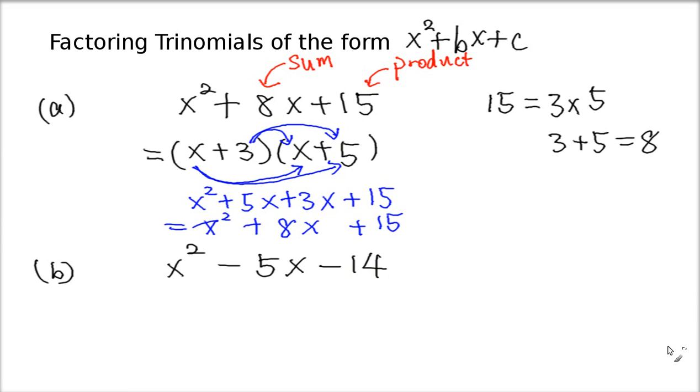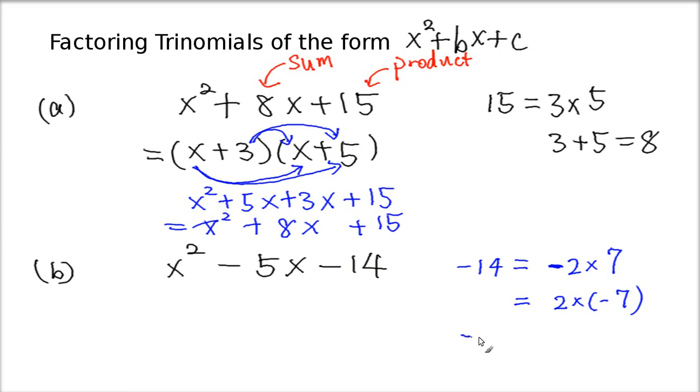Okay, now let's look at the second example. So the constant term is negative 14. So you can express negative 14 as a product of two numbers. So 14 is 2 times 7. But we have negative 14, so we have to put negative sign somewhere. So let's try to put it here. But we can also put a negative sign in the second factor, like 2 times negative 7. So in fact, there are two choices. So which choice is the correct choice?